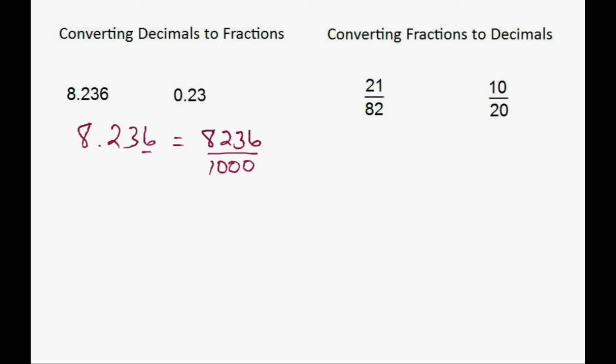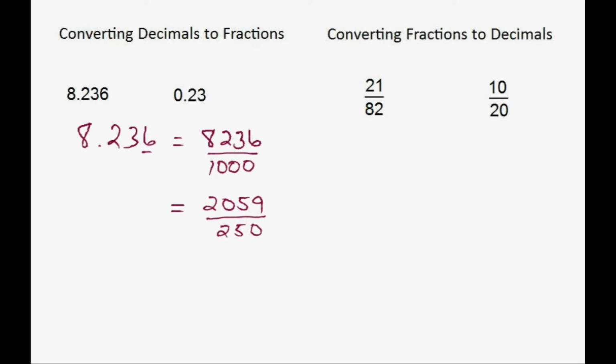So our answer is 8,236 over 1000. This fraction can be simplified. It simplifies to 2059 over 250.